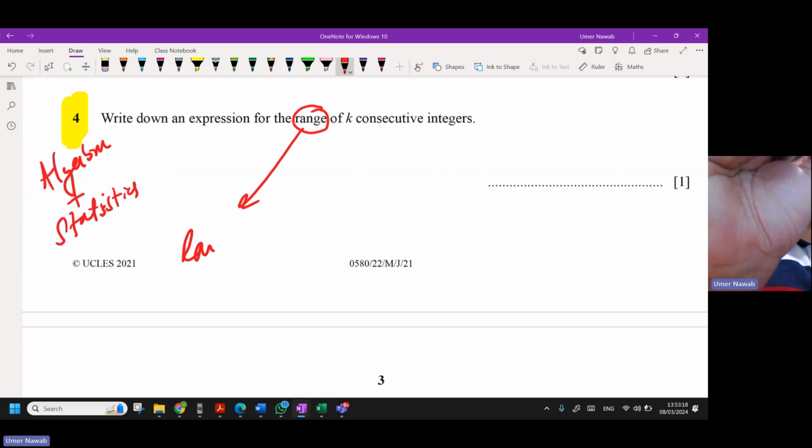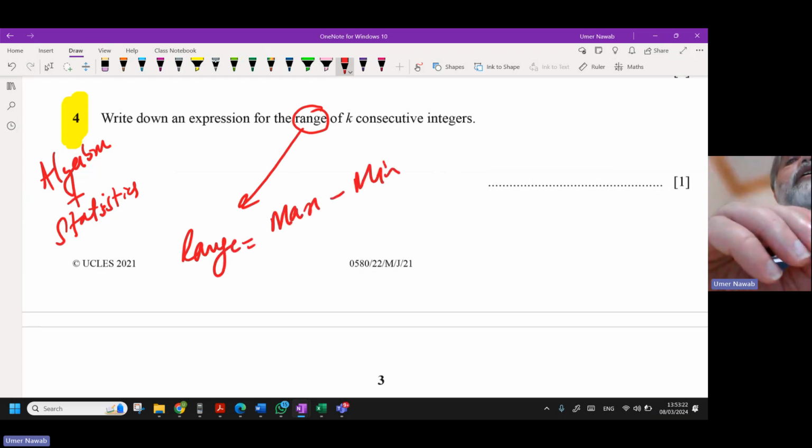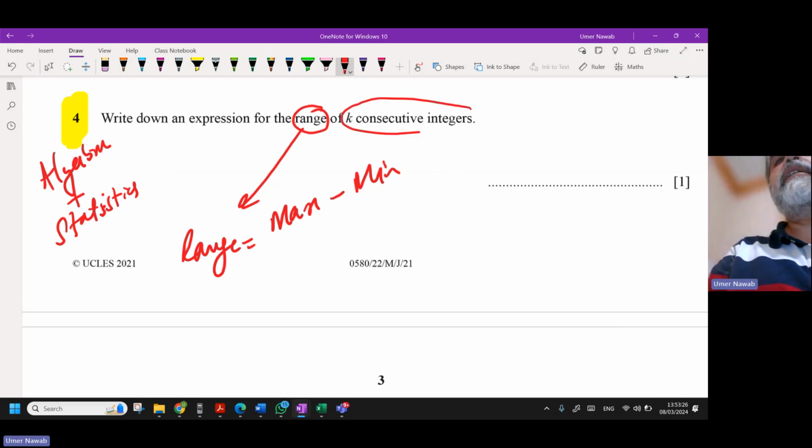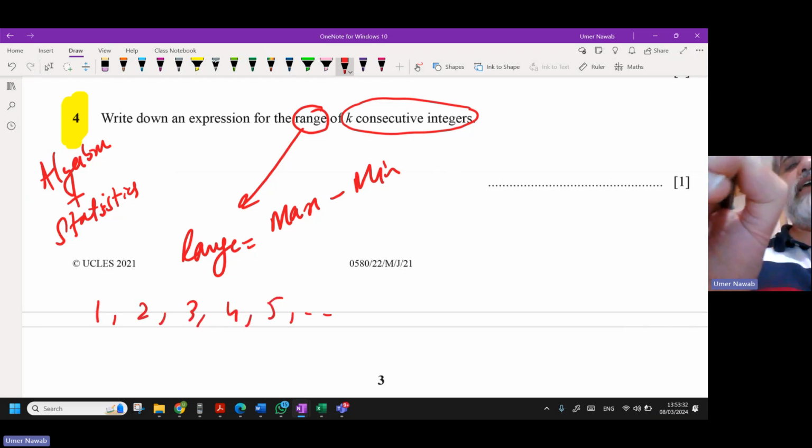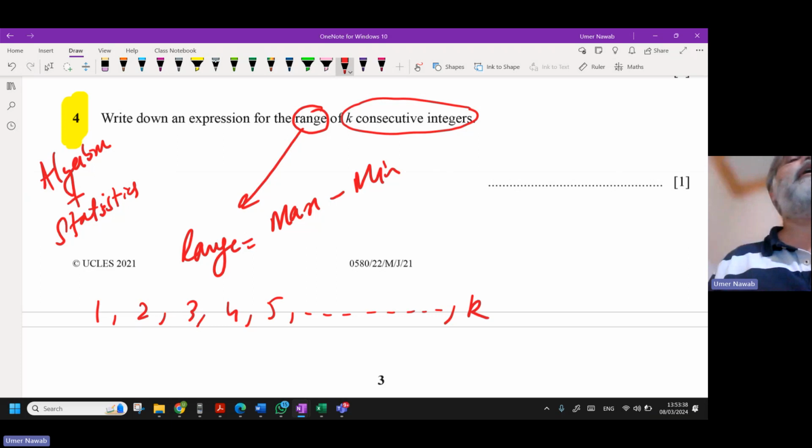And what Mr. Omar told you, range is equal to maximum minus minimum. Maximum minus minimum, Mr. Omar, how can I find the k consecutive integers? It's not hard, man. 1, 2, 3, 4, 5, next, yani till k, these are all my integers. How many integers? K integers.